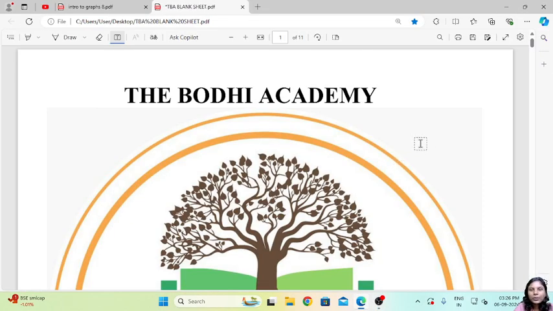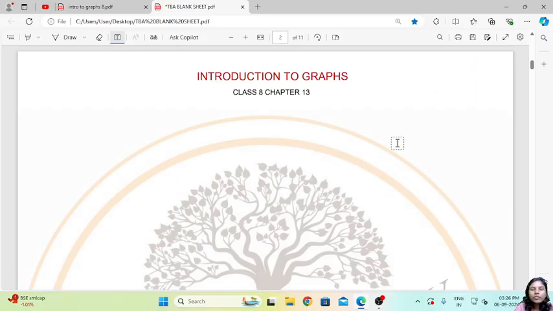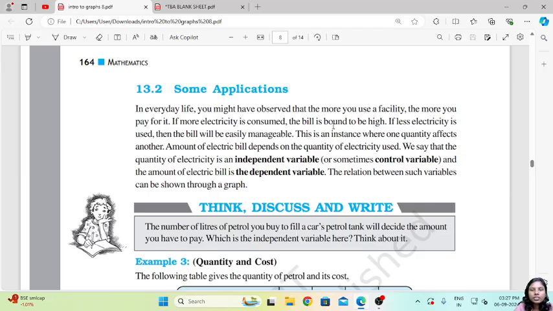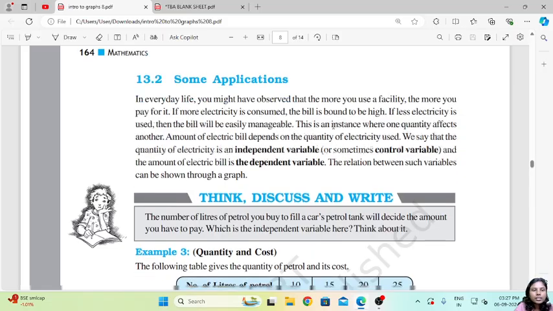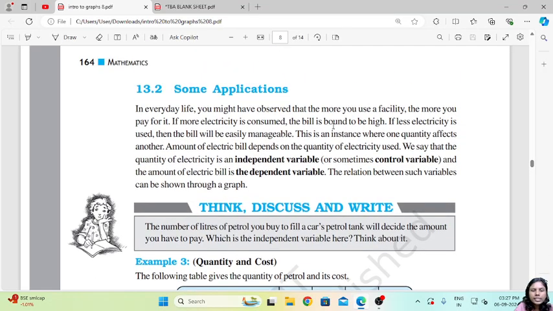My name is Amisha Kulaso, and in today's video we will continue with our chapter Introduction to Graphs, Class 8, Chapter 13. Previously in this chapter we learned about line graphs, and then we learned how to interpret them based on the information that they provide. Now in today's class we will see some of the applications of these line graphs.